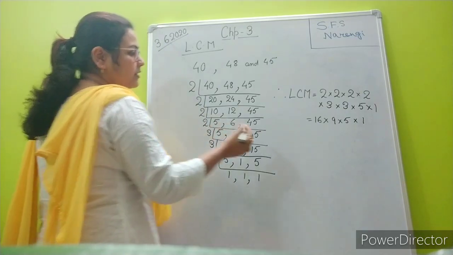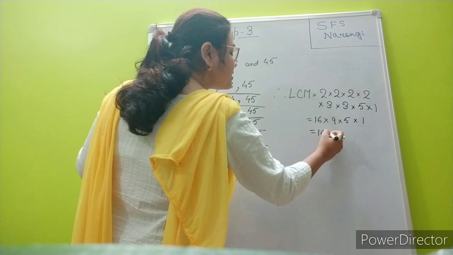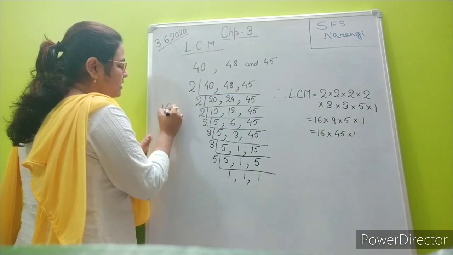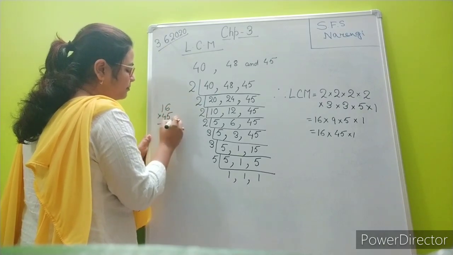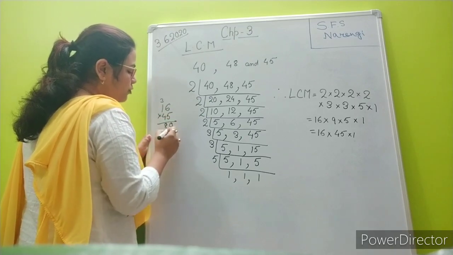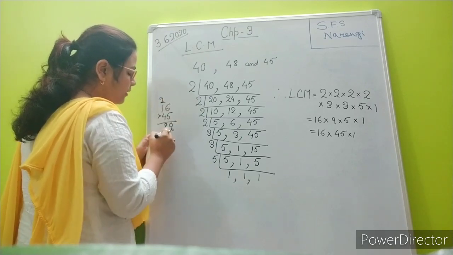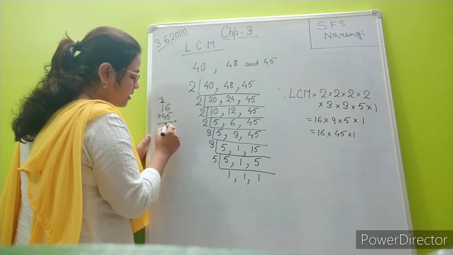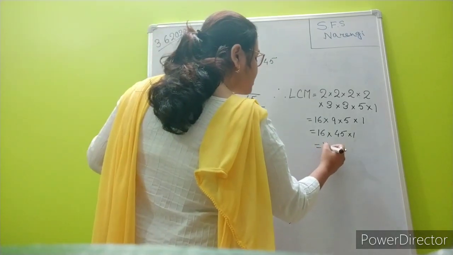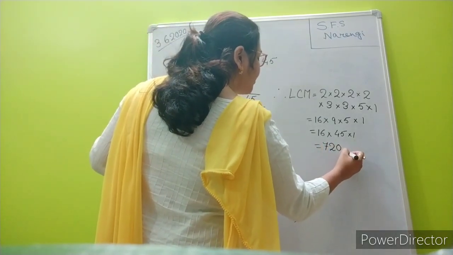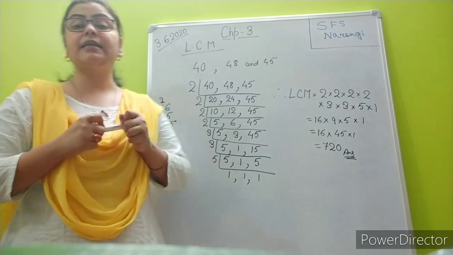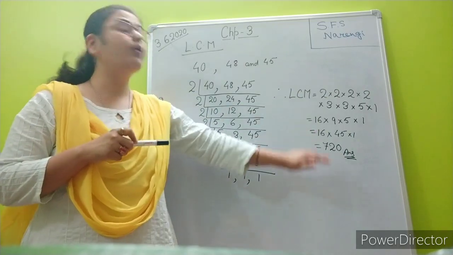So, first we can directly write 16 into 9 5s how much? 45. We already know this. So 16 into 45. 5 6s are 30. 3 carry. 5 1s are 5. 8. 4 6s are 24. 2 carry. 4 1s are 4. 6, 4. 0. 12. 1 carry. 7, 20. So our LCM is what? Our LCM of these three numbers, that is 40, 48 and 45 is how much? It is 720. This is the lowest common multiple.